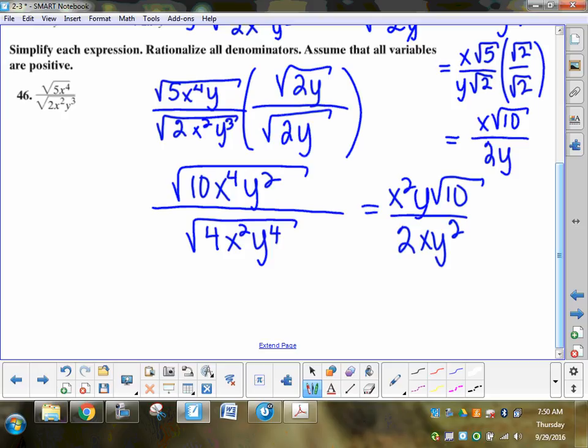But then this has a reduction in it, because what reduces out here? An x from the numerator and denominator. That leaves me with 1x. This leaves me with y down below. So x root 10 over 2y. There's more than one way to do it. You just have to be able to justify what you're doing.